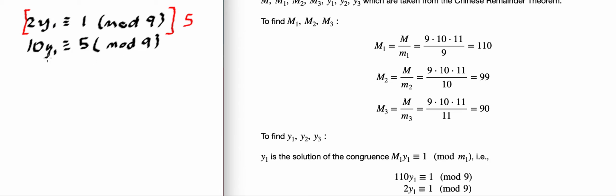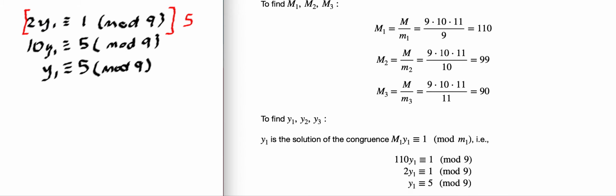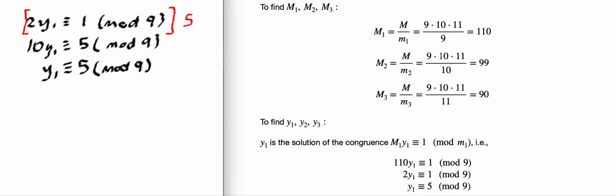Now, 10 y sub 1, we can simplify this. 10 divided by 9 is 1, remainder 1. So what we want in particular are the remainders. So this becomes y sub 1 is congruent to 5 mod 9. Okay? And that's our answer for our y sub 1. We will call this 5 our y sub 1. As you can see here, y sub 1 is equal to 5.